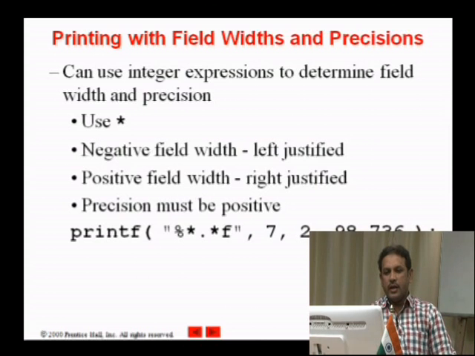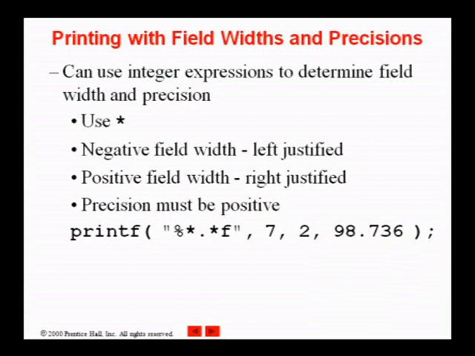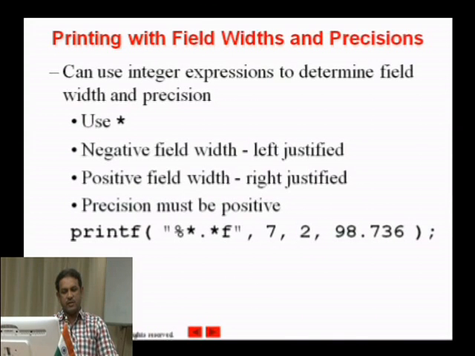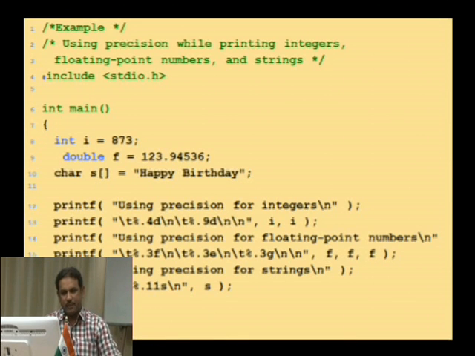We can even use integer expressions to determine field width and precision, or you can use an asterisk. With a negative field width, when you use a minus sign, it is always left justified, and with a positive value, it is always right justified. For example, %*.*f. You want to print a floating point number, with a width of 7 digits and 2 fractional digits, for example 98.736. In the general format it can be star, dot, star, and that is also allowed. We will see one example here.